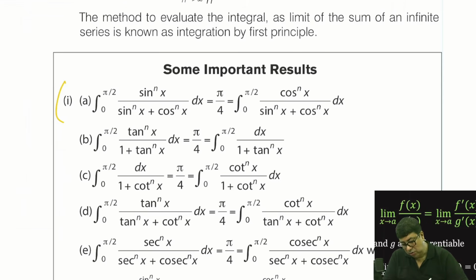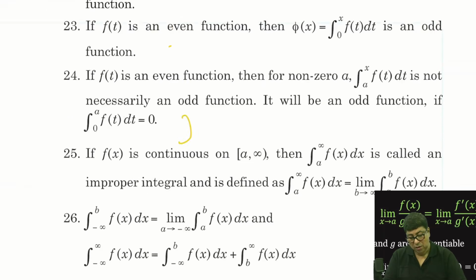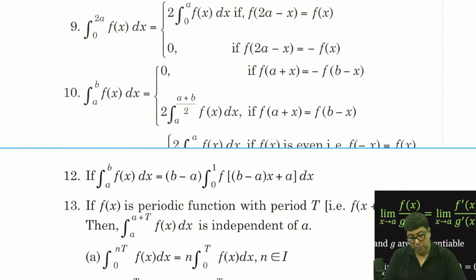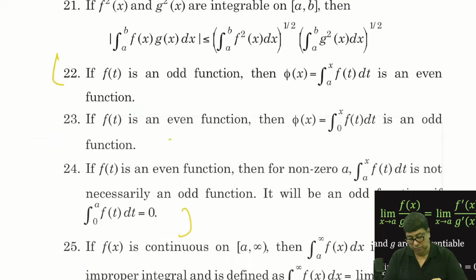What we'll do: 0 to pi by 2, what I showed you, sin to the power x plus this, the answer is pi by 4. What I showed you previously. So root sin x by, where did I do this? Where did we do it? This sin to the power n by sin to the power n plus cos to the power n. Very important. This is a previous JEE Main question.